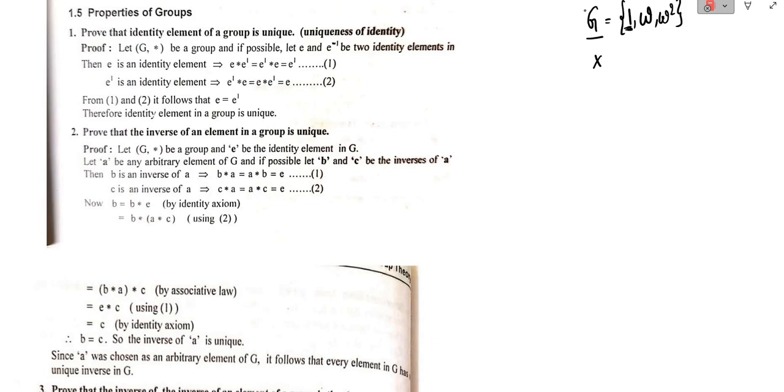If 1 is the identity element, it means omega is not an identity element. Omega square is also not an identity element. That means in a group G, only one element becomes an identity element. That is the meaning of this statement.